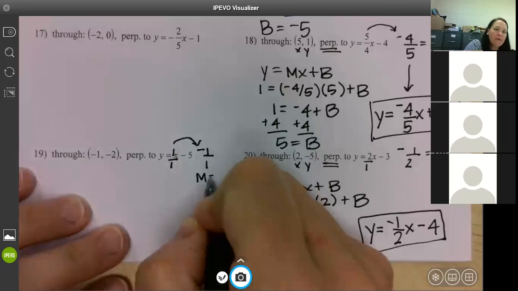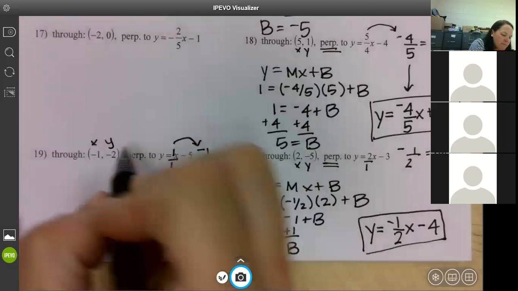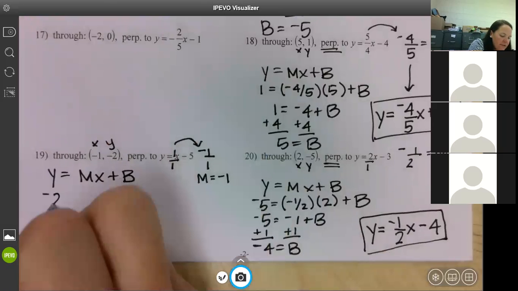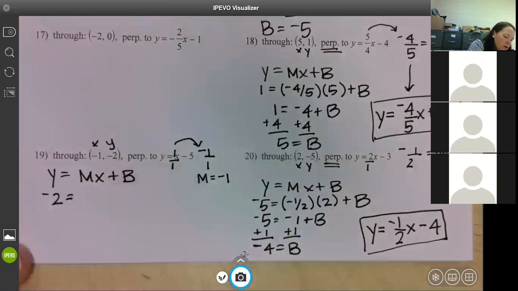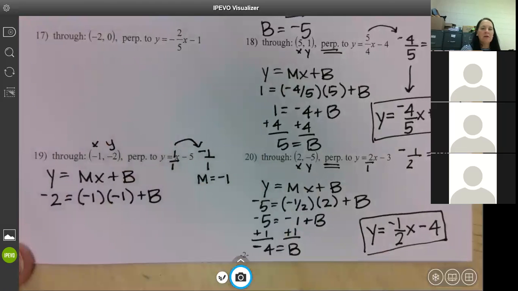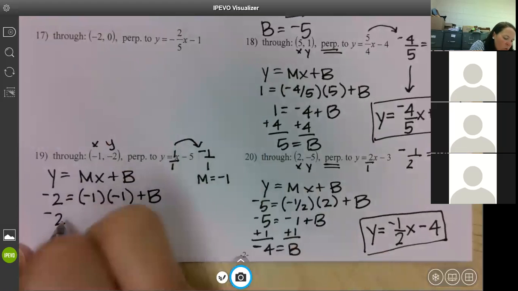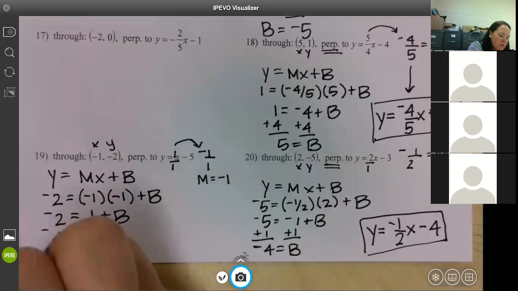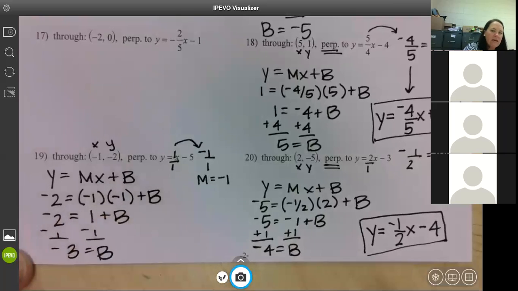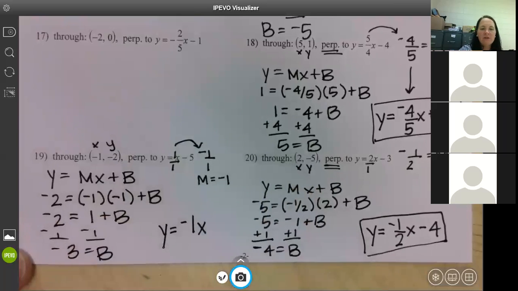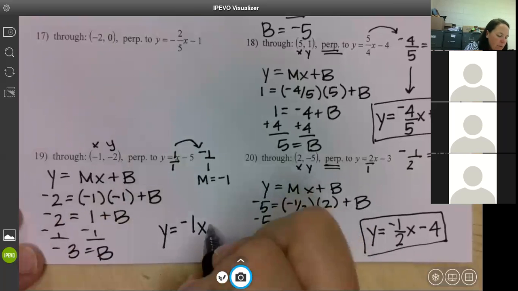-1. Here's your x, here's your y. Your y is -2. Your m is -1. Your x is -1. And then we have plus b. Negative times a negative makes a positive. 1 times 1 is 1. To solve, we subtract 1 and we get -3 equals b. For our new equation, make sure you use the new slope, and you can leave it as -1x minus 3. You don't have to simplify it or make it anything different.